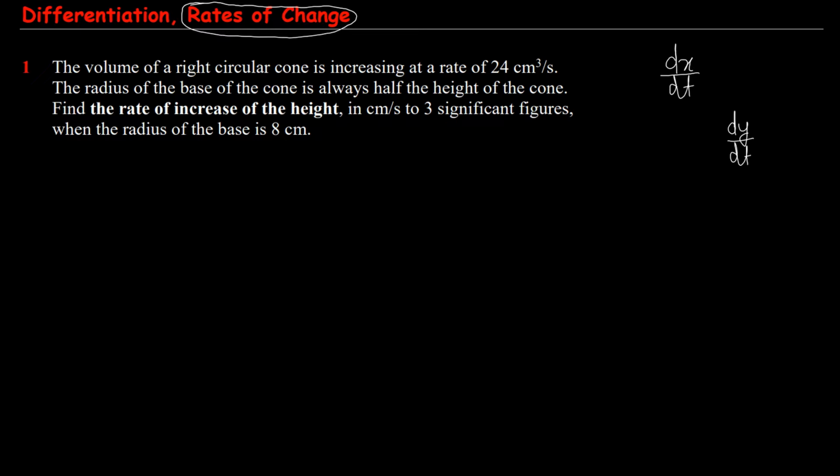The volume of the right circular cone is increasing at a rate. So we know the volume formula. Volume of a right circular cone is 1/3 pi r square h. We need to know this. This is the volume of the cone. r stands for radius and h is the height of this cone.